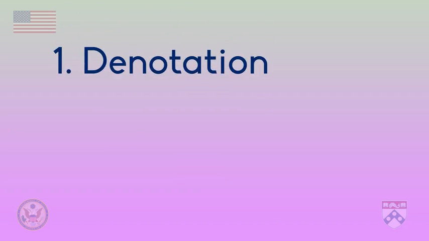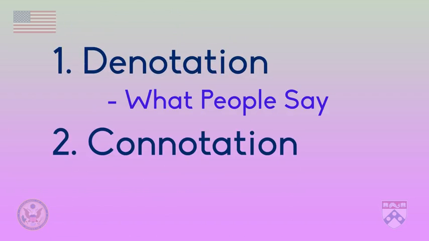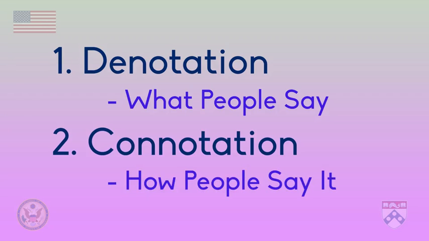To summarize, we've discussed denotation, which is the basic definition of a word. It's what people say. We've also discussed connotation, which is the feelings we have about a certain word. This is how people say something. Next, we're going to play a game about connotation.